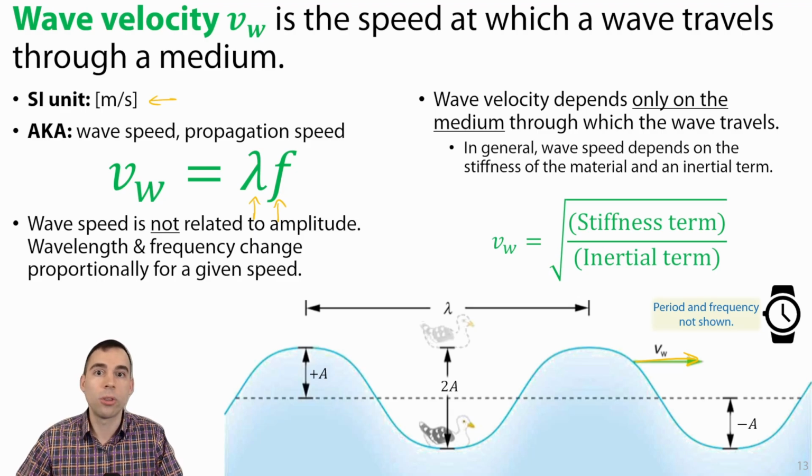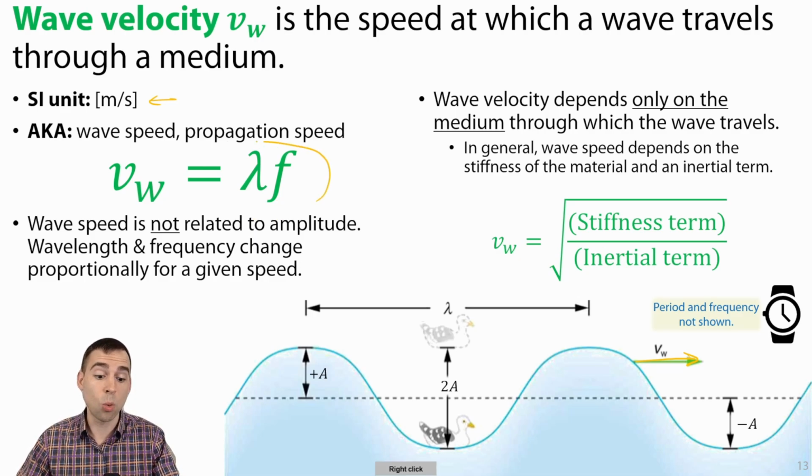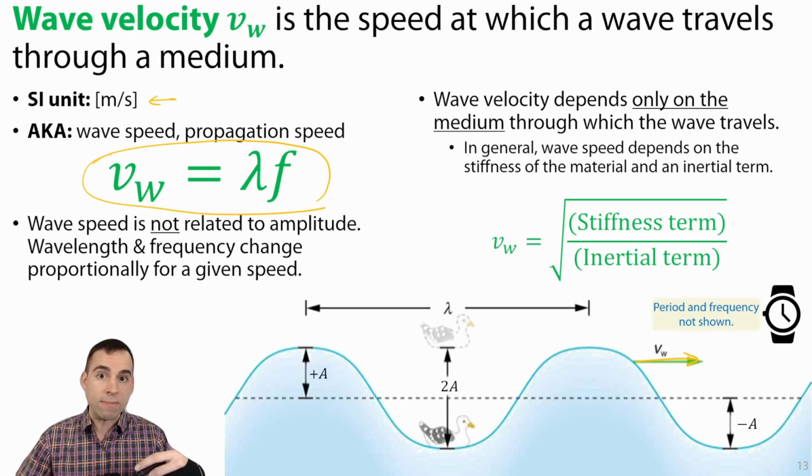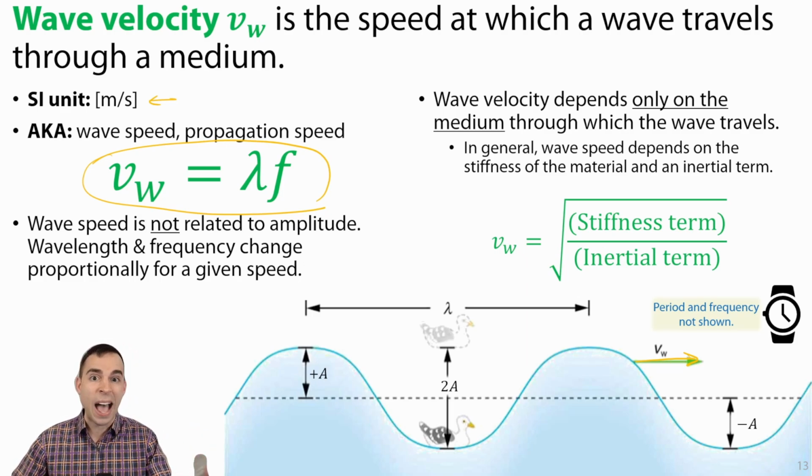In general, the wave speed can be solved for by taking the square root of some stiffness term divided by an inertial term. You'll notice that the wave speed is dependent on some wave properties, the wavelength and the frequency. But for a given wave speed, the wavelength and the frequency are inversely proportional to each other. So really the only thing that determines how fast a wave will move through a medium is the medium itself.